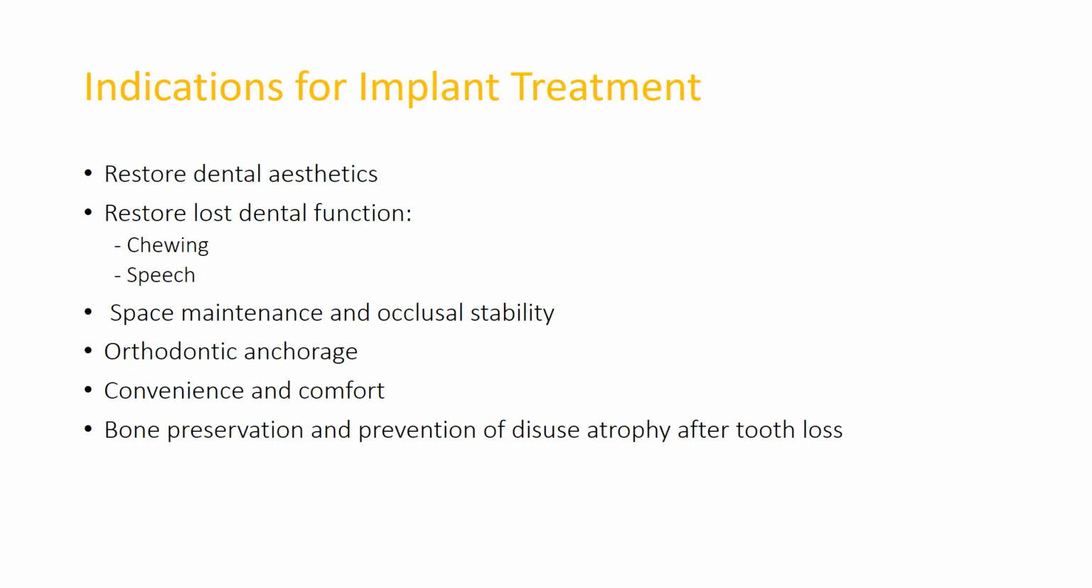Okay. So, what are the indications for implant placement? Of course, the first primary indication is for aesthetics. The second is to restore the function, that is for chewing, mastication, and speech. And implants can also be used for space maintenance and stability, or to create a stable occlusion. Many implants are used for orthodontic anchorage to hasten the treatment, and then of course they are convenient and comfortable just like a natural tooth.